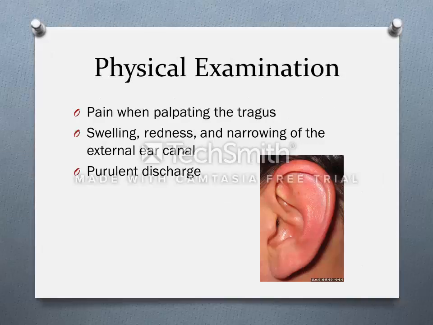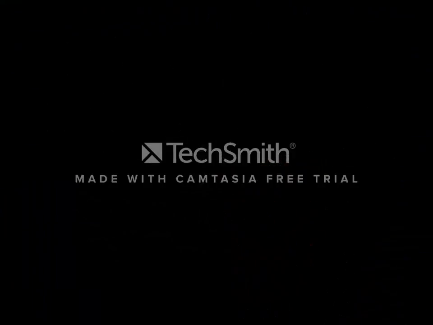On physical examination, whenever you're actually examining the person's ear, there may be some pain whenever you're actually pulling on the ear. You're going to see some swelling, redness, and narrowing of the ear canal when you actually visualize with an otoscope, and then you may also see some drainage present in the ear.